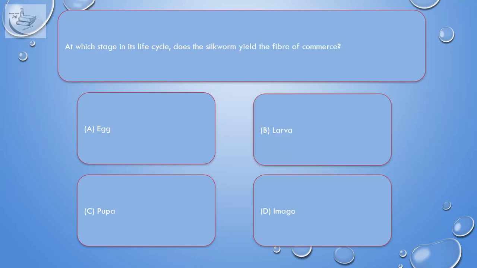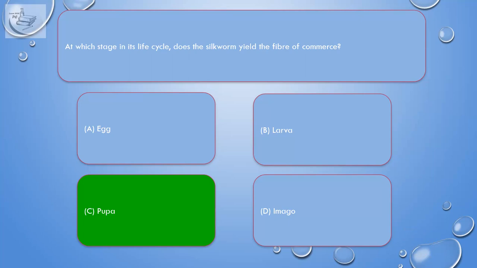Question: at which stage in its life cycle does the silkworm yield the fiber of commerce? A. Egg. B. Larva. C. Pupa. D. Imago. Correct answer is C. Pupa.